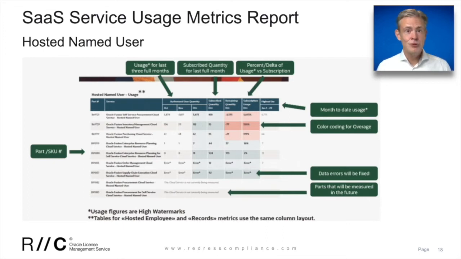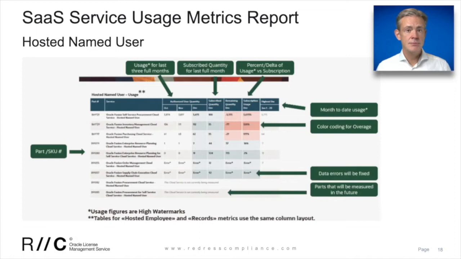So first off, moving from left to right, in the first and second columns, you'll see the part number and the associated name of the services that you are using. Sorry, this might not be so easy for you to see on the slides, but in the service name, you'll also see the actual subscription metric. In this case, we are looking at hosted named users.